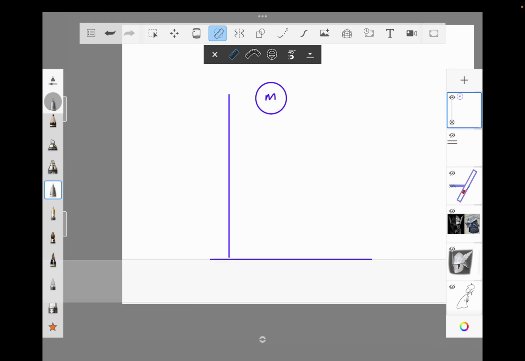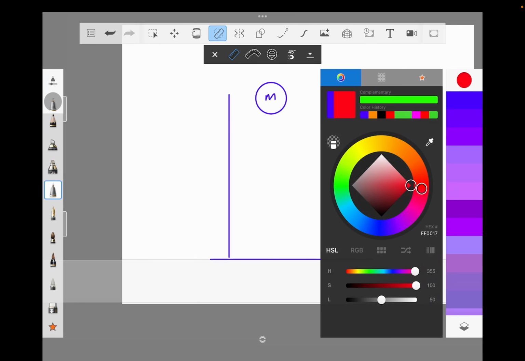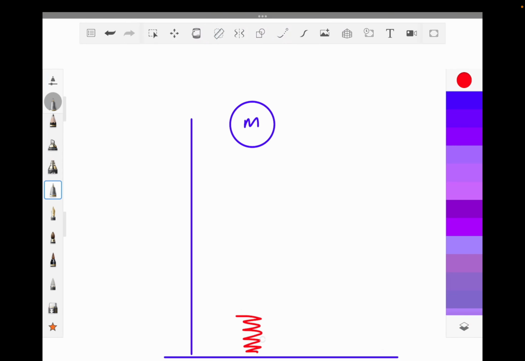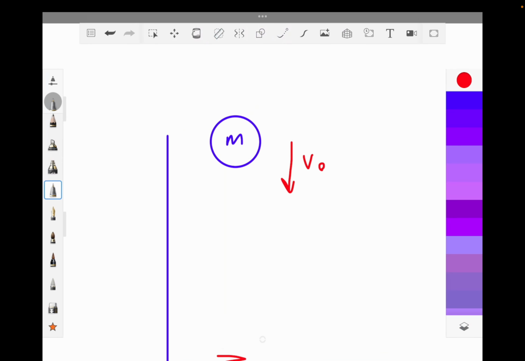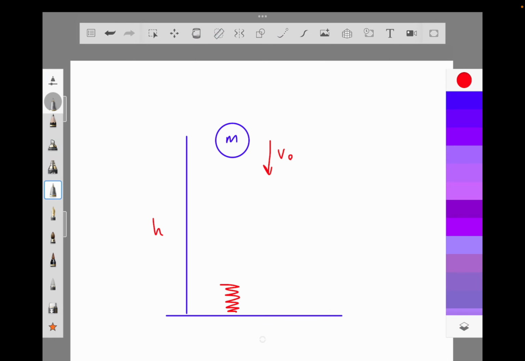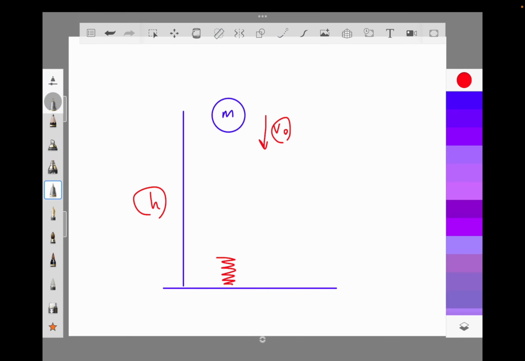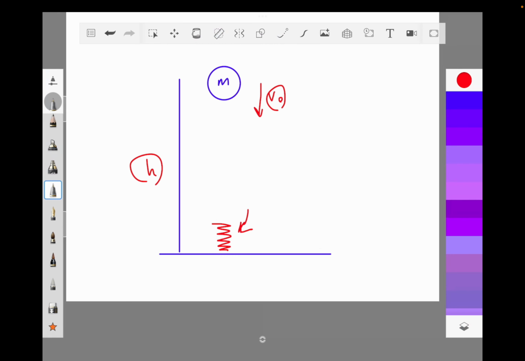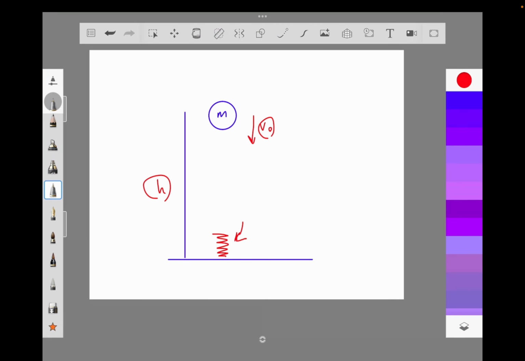I'll use red. This is a spring. And it has initial velocity and it drops from height h. So you could do like a marble drops from an initial height and initial speed of whatever this is. And this marble comes to a stop and lands on this spring. And then you could say find the max compression of the spring, right?